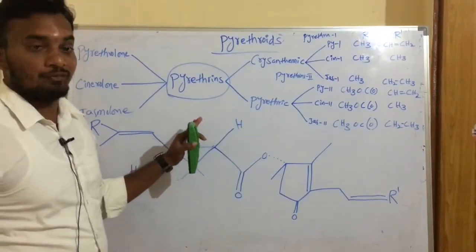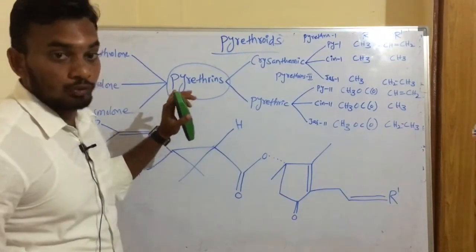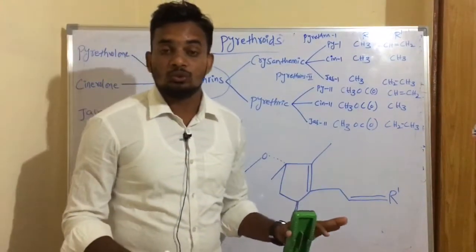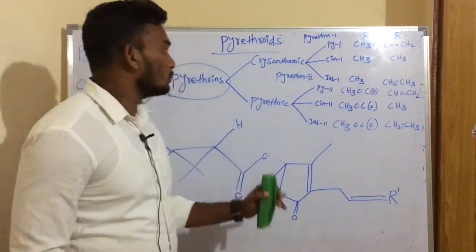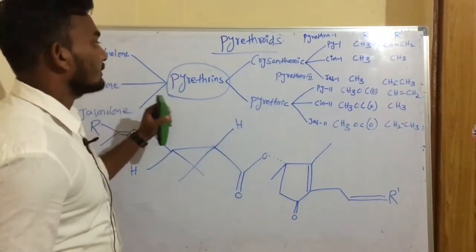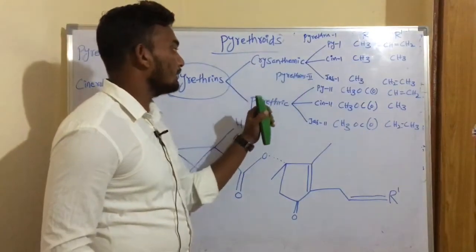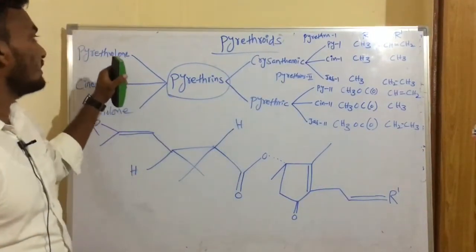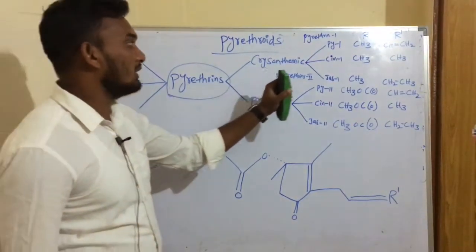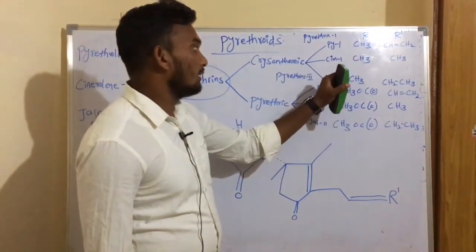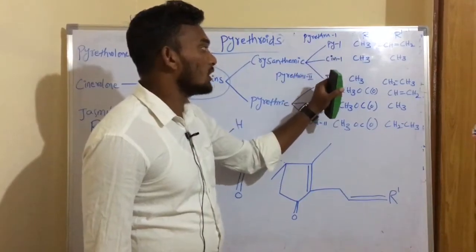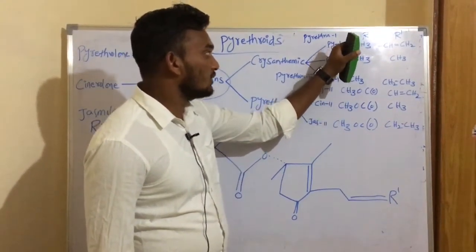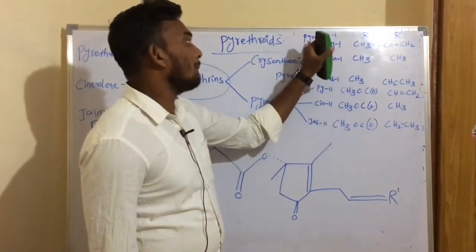Okay, let me repeat it for you. Pyrethrins are six different components which are formed by the combination of two acids and three alcohols, and the acids are chrysanthemic acid and pyrethric acid. Chrysanthemic acid in combination with these three different alcohols will give three different molecules, and they are pyrethrin 1, cinerin 1, and jasmolin 1, and these three components together are called pyrethrins 1.